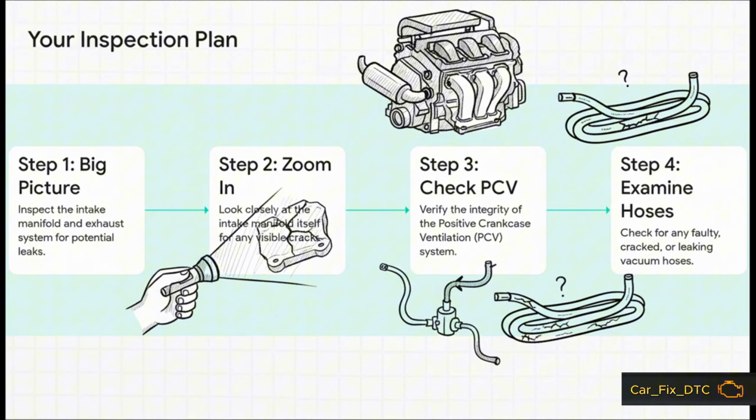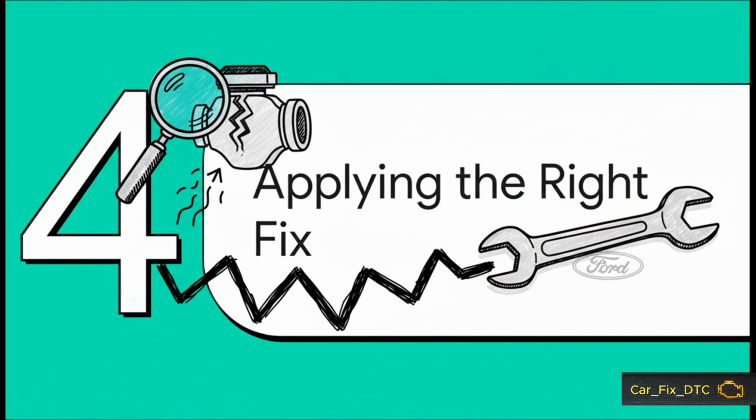Get a flashlight and really look for any of those fine hairline cracks in the manifold. Next up, check that PCV system for loose connections or any obvious damage. And finally, trace every single vacuum hose. Feel them, squeeze them, look for soft spots or cracks. You'd be surprised how often a little wiggle on a hose will reveal the leak. You did it! You've done the detective work and you have found the source of the leak. That's excellent. Now, let's connect that discovery to the exact right fix.